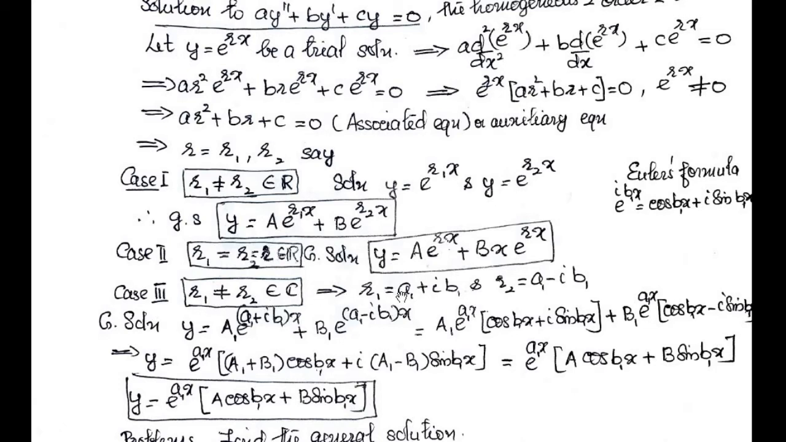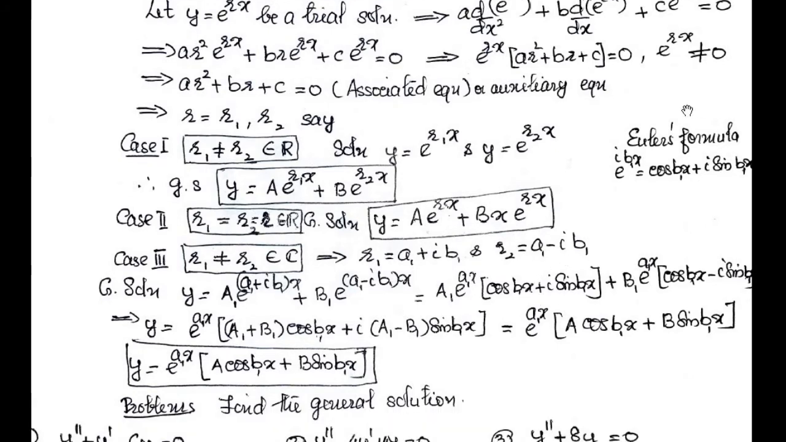So the third case is when both roots are complex numbers. They occur in pairs, and they are r1 equal to a1 plus ib1 and r2 equal to a1 minus ib1. We need Euler's formula: e raised to ib1x is equal to cos b1x plus i sin b1x.